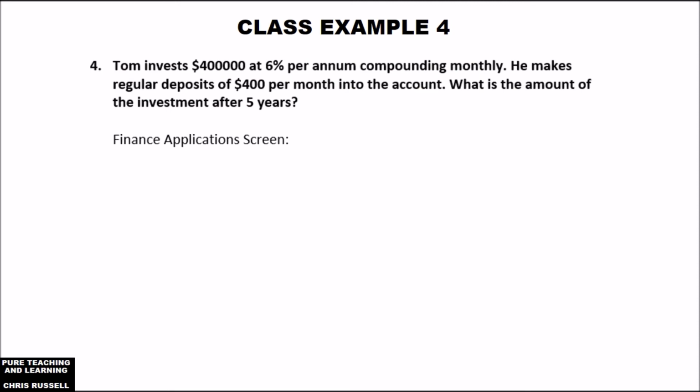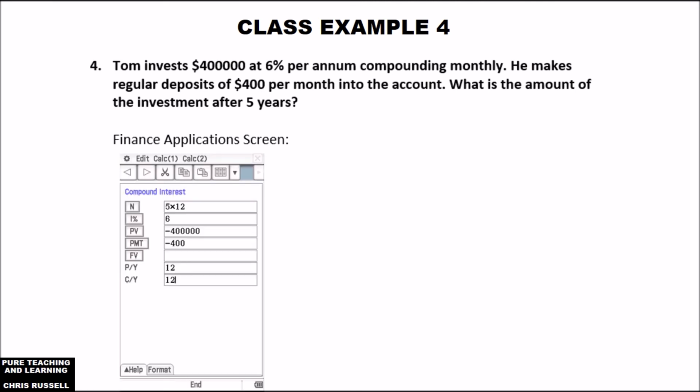In this example, Tom invests $400,000 at 6% per annum compounding monthly. He makes regular deposits of $400 per month into the account. What is the amount of the investment after 5 years? So here is the financial solver. In this case, we've got N being 5 multiplied by 12 because there are 5 years and we're paying per month.